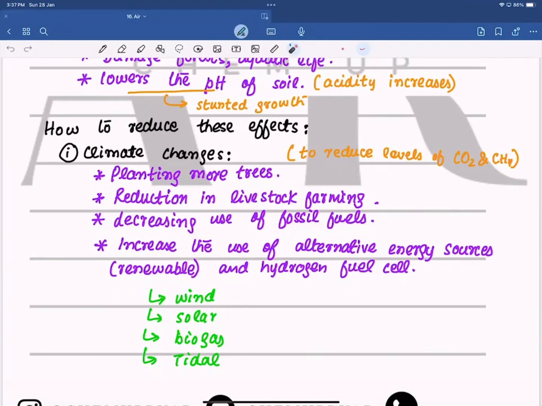So biogas is the fuel which is made from the ethanol. That's why we call it renewable, because ethanol can be produced from sugar cane. So biogas is made from waste. Yeah, I think you are right. The biodiesel is made from ethanol, and the biogas is made from the humus or the waste. So if we increase the use of these renewable energy sources, then the level of carbon dioxide and methane is reduced.